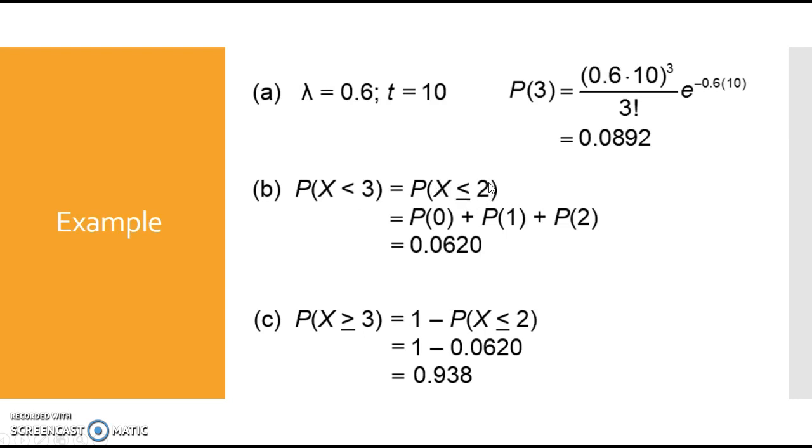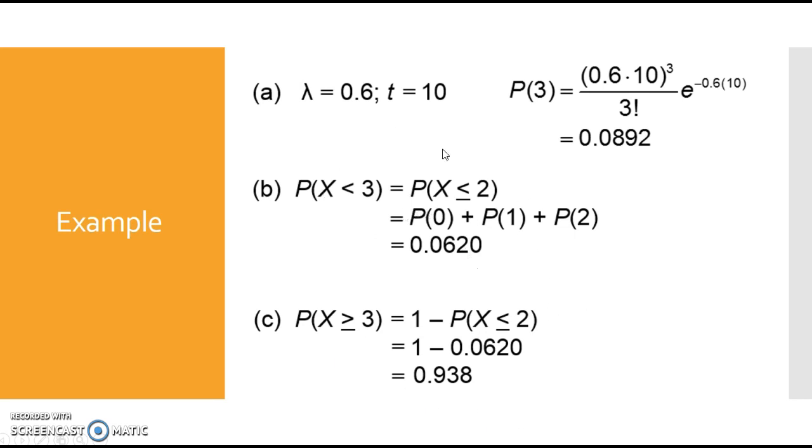Those are the same idea. So we could have 0, we could have 1, or we could have 2, but we can't have 3 because it's less than 3. So again, we're going to fill this out for 0, and then for 1, and then for 2, and add all those up, and we get this. With greater than 3, we're looking at 4 occurrences, 5 occurrences, 6, 7, 8, 9, 10. And that's a lot to add together. So it'd be easier if we just did 1 minus P(X less than or equal to 2), which we had above.